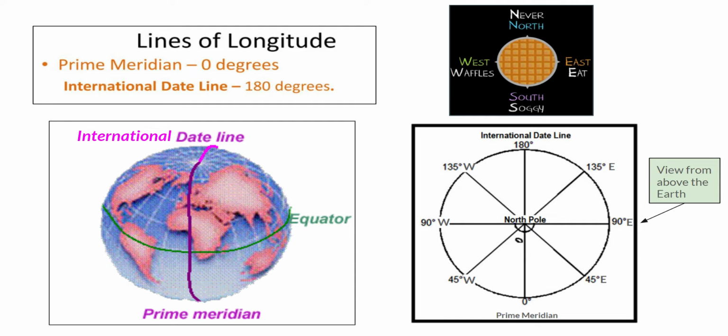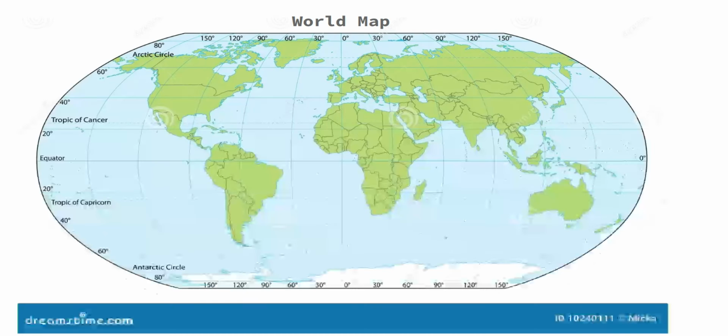And if you're having trouble remembering this, remember never eat soggy waffles. East is on the right, west is on the left of the prime meridian. And this is especially important for this lab to remember that from the prime meridian 0 degrees to the right side is east up to 180 degrees, and from the prime meridian towards the left side up to 180 degrees is west.